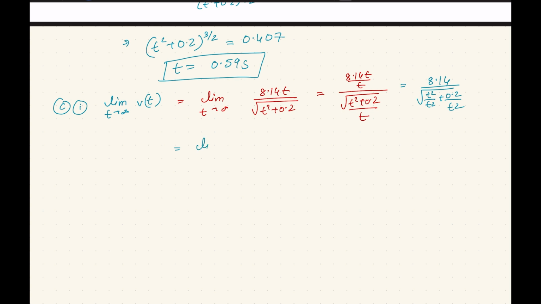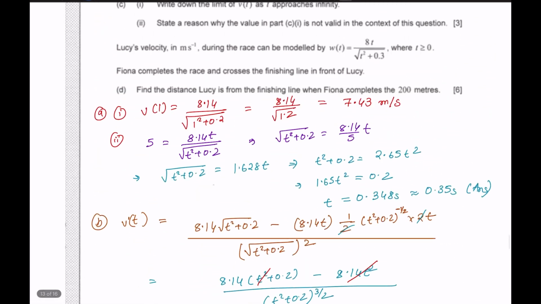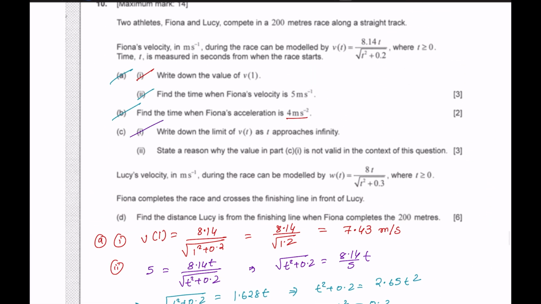So finally, the expression becomes limit t tends to infinity of 8.14, t squared cancels out, so 1 plus 0.2 over t squared. 0.2 over t squared is basically 1 by infinity, right, which is 0. So this thing can be equated to 0. And finally, we'll have the value of 8.14 meter per second. This is Fiona's final velocity as t approaches infinity.